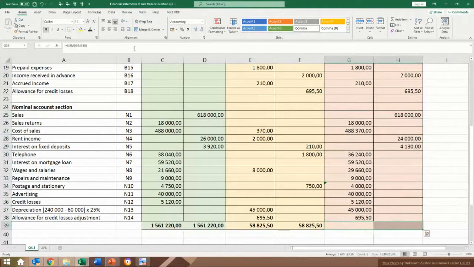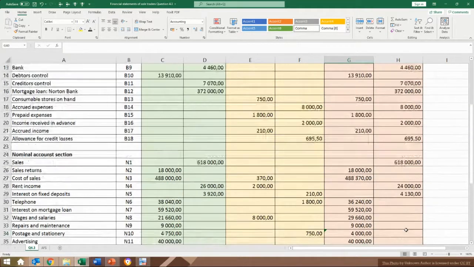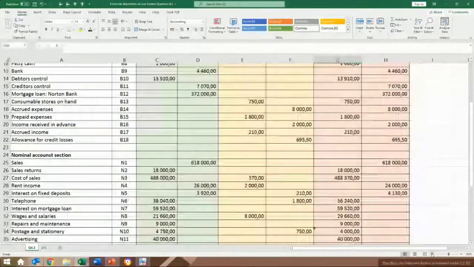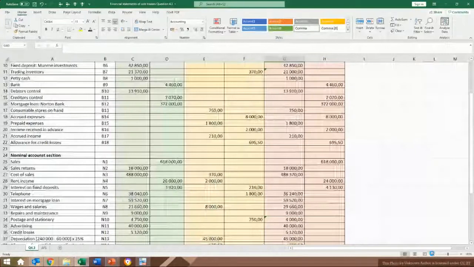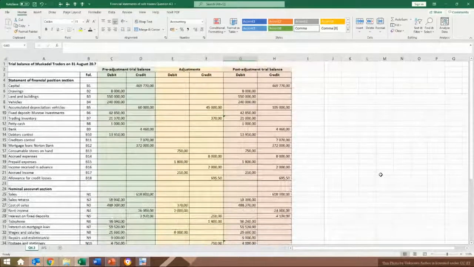And the last step is you need to show the totals, as you get points for that as well. Okay, that is how you do the post-adjustment trial balance, and then it would look something like this.